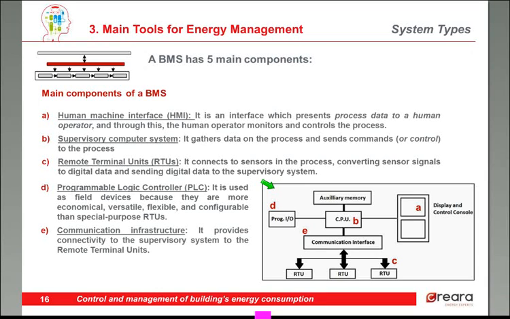The second one would be the supervisory computer system, which is essentially the central intelligence of the system that receives and analyzes all the data received from the equipment. The third one is the RTUs, which connect to the different equipment monitored and controlled, same as the PLCs. And finally, the communication infrastructure, which is what provides connectivity to the whole system.